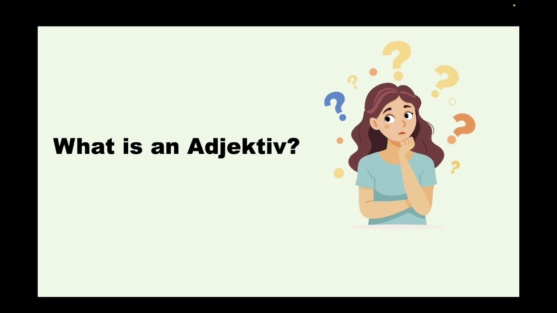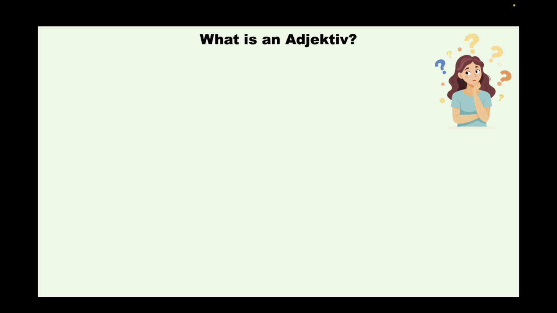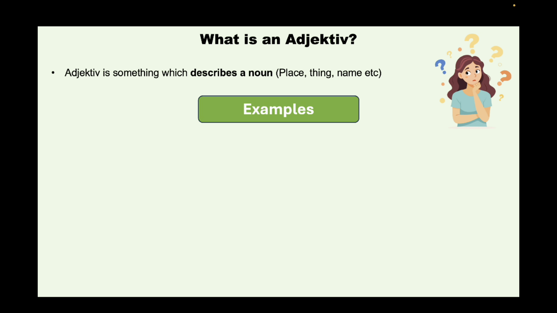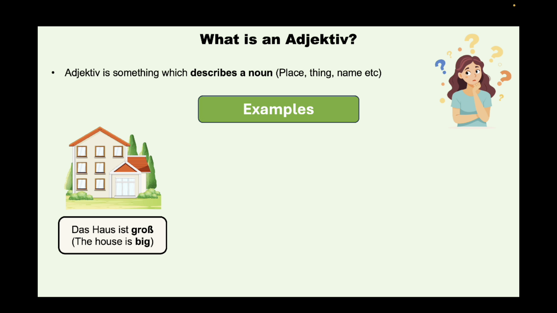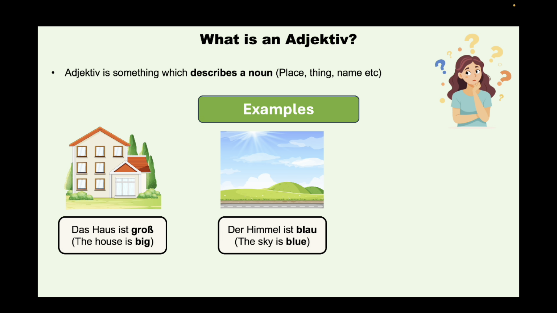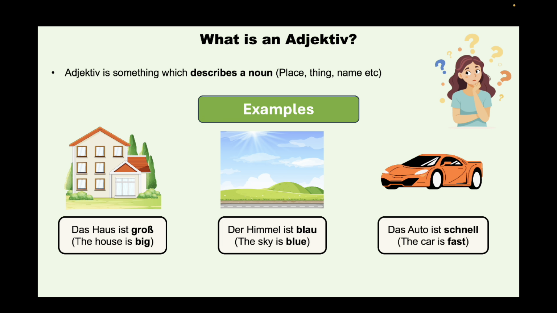What is an adjective? An adjective is something which describes a noun. It can be a place, thing, name, etc. Let's take a look at some examples. Das Haus ist groß. The house is big. Der Himmel ist blau. The sky is blue. Das Auto ist schnell. The car is fast.